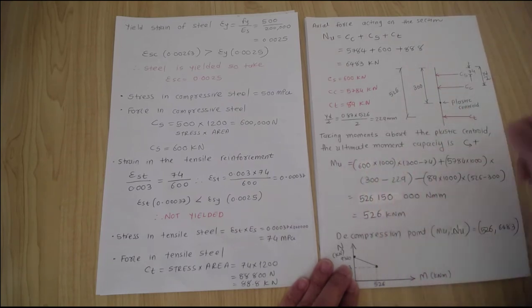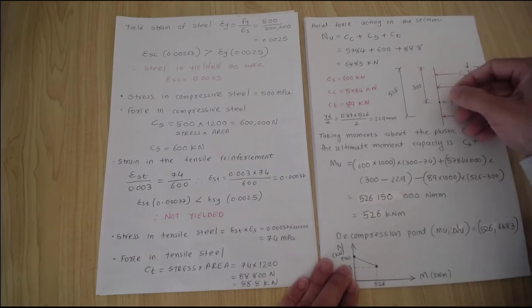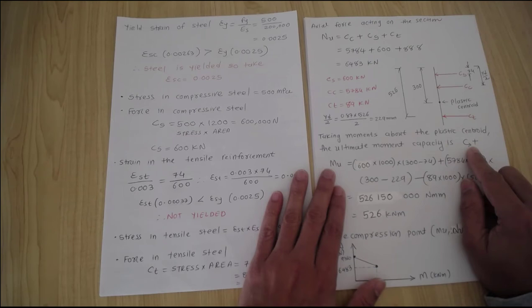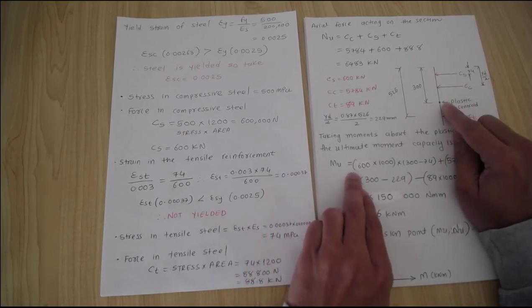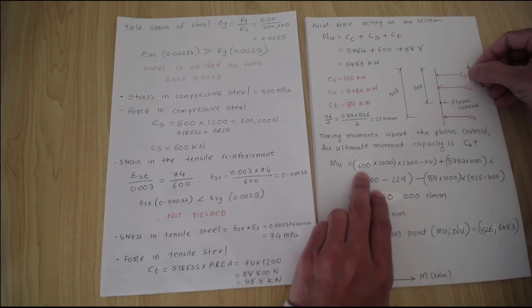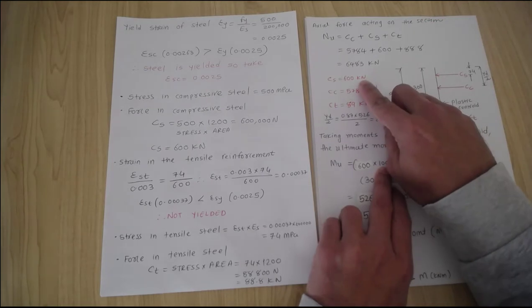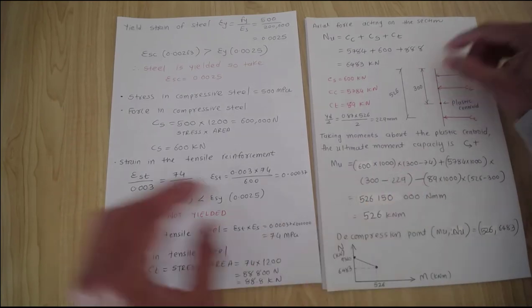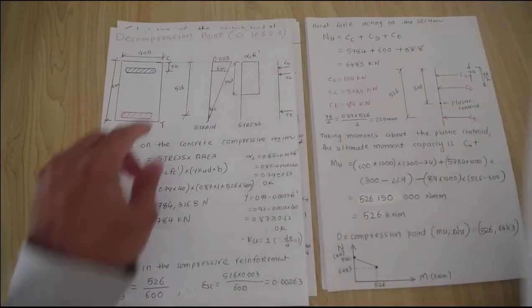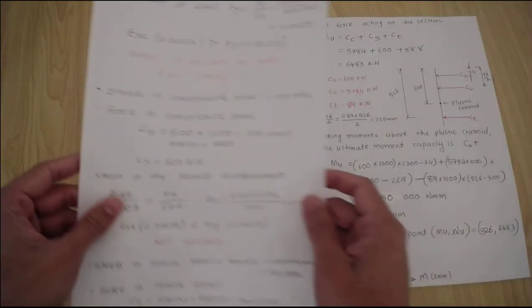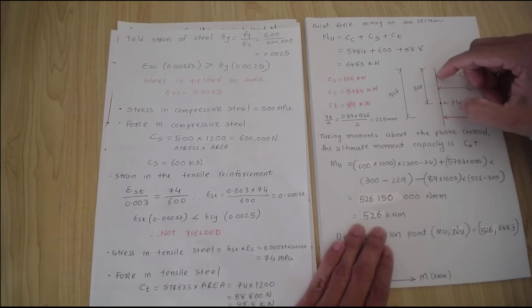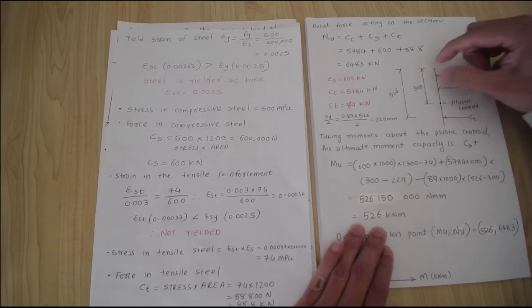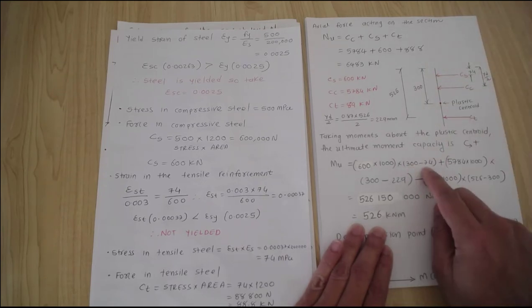If you take the ultimate moment about this plastic centroid, with anti-clockwise as positive, then the sum of the moments gives Mu equals 600 kilonewton, the compression force in the steel, times 1000 to convert into Newton, times the distance from this force to the centroid, which is 300 take away 74. That 74 comes from our question. The distance you are measuring from this point to this point is 300 take away 74.